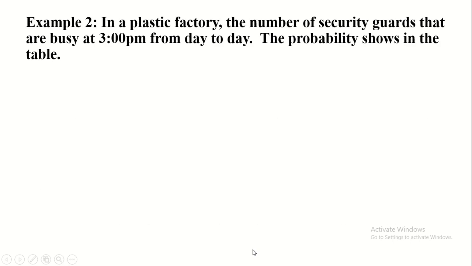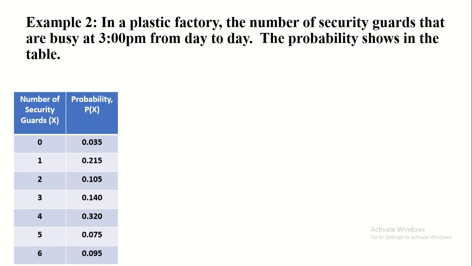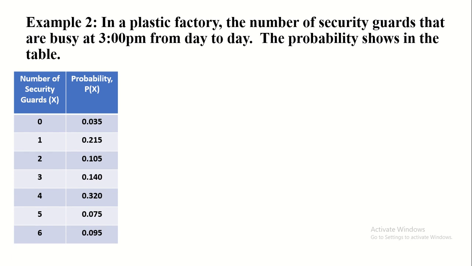Let's have example number 2. In a plastic factory, the number of security guards that are busy at 3 p.m. from day to day. The probability shows in the table. Ibig sabihin, malaki ang plastic factory na na-involve sa ating table. Kaso sa mga security guards doon, 6 doon ang pwedeng maging busy kapag 3 p.m. sa bawat araw. And these are the probabilities of those security guards.